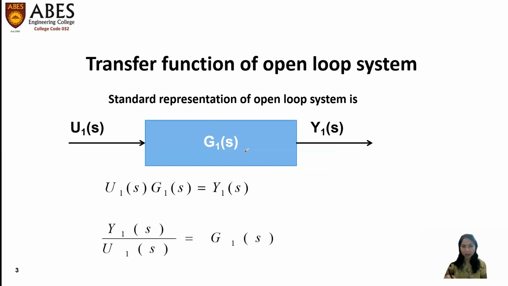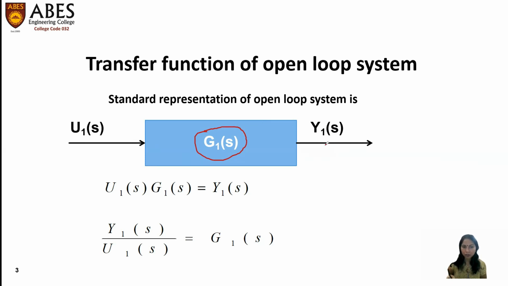I have considered here one block. This block, G1(S), is the total gain of the system. U1(S) is the input signal given to the system, and Y1(S) is the output which we are getting from the system. So how can we write the transfer function for this open loop system? Output upon input. Both values I have taken in the S domain, that is the Laplace domain.